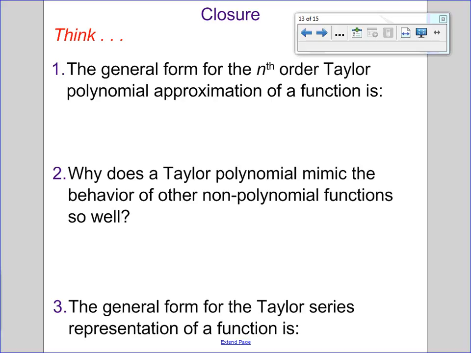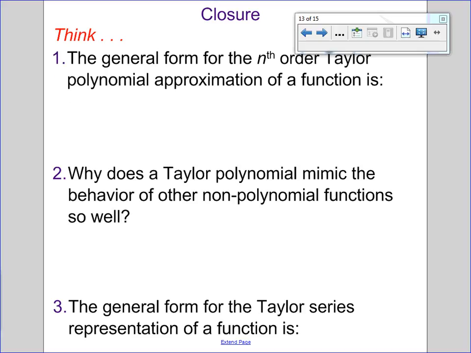Okay, ladies and gentlemen, I apologize. Number one, I didn't specify where we're centering it around. So if you did it centered at x equals a, the generalized form will work for everything. If you did it centered at x equals 0, that's fine as well.